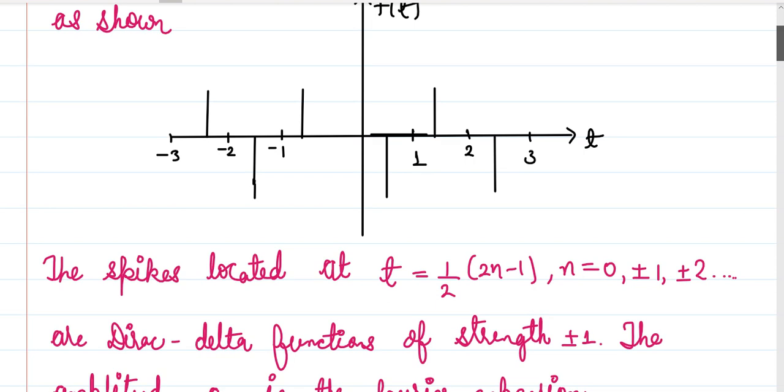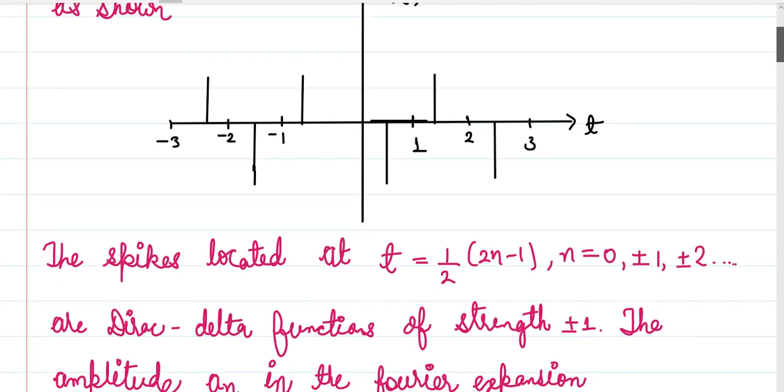The spikes are located at t equals half of 2n minus 1, where n is equal to 0, plus minus 1 and plus minus 2. If we put n as 0, we get minus 1 by 2 and plus 1 by 2. So we have two values here, one at minus 1 by 2 and one at plus 1 by 2. These spikes are located in this region, minus 1 to plus 1, and after this you can see a repeating pattern.